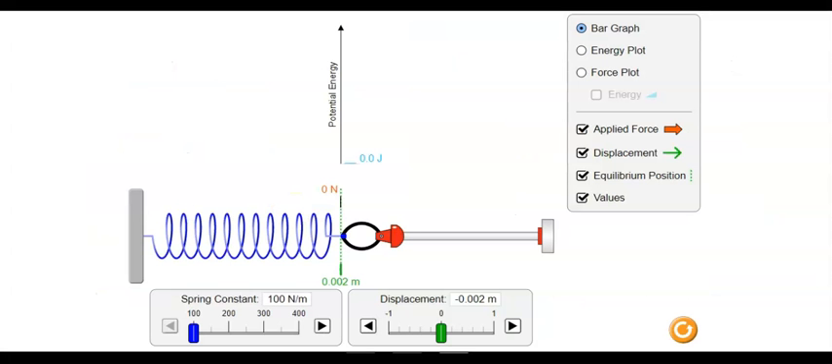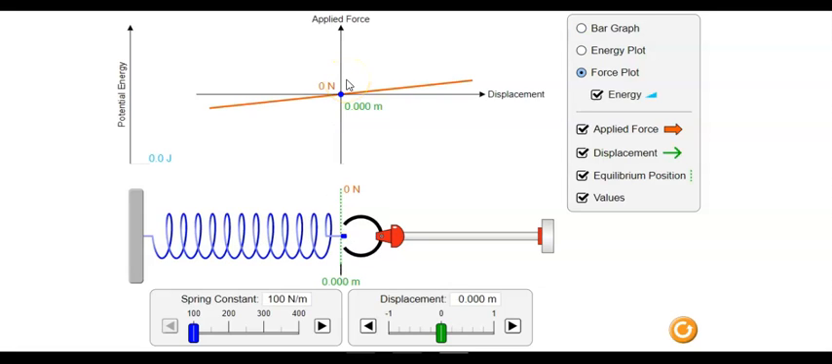Here we are back at the simulation. This time, we will set the spring constant to 100 newtons per meter, and we will begin to pull this spring to the right, and as we watch the spring elongate, we will also see the potential energy of the spring rise. When we get to the final extension, I'll do a simple calculation for you, and you can see that it all works out.